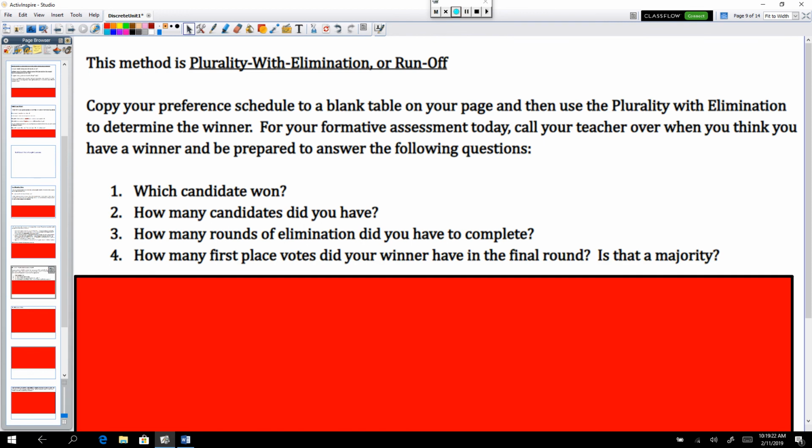We talked about all this, right? Plurality with elimination. Which candidate won? How many candidates did you have? How many rounds of elimination? And how many first place votes did you have in the final round? Is it a majority? It should be a majority. So let me move on to my discussion about Condorcet criterion.